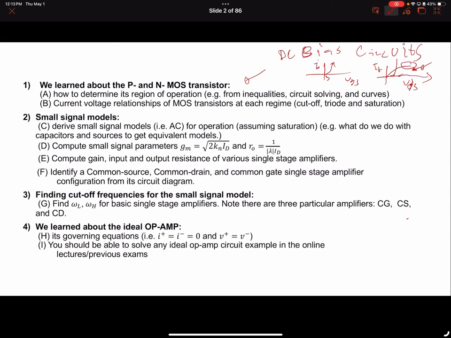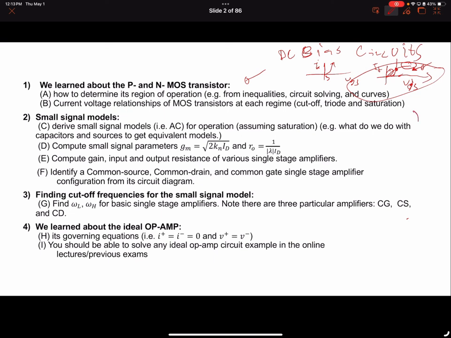You should know that this is saturation, this is the triode region, and then this is whenever VGS minus V threshold equals VDS. What other regions of operation are there? Yeah, so you should be able to identify them based on these ID curves. What else is there that we learned about transistors?